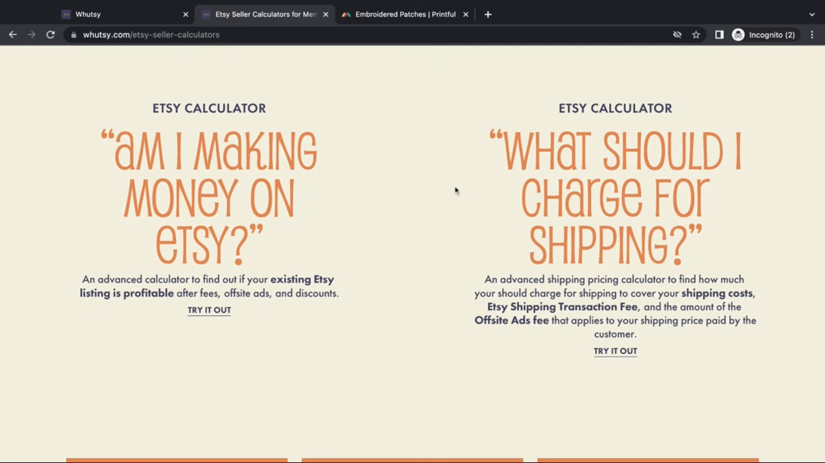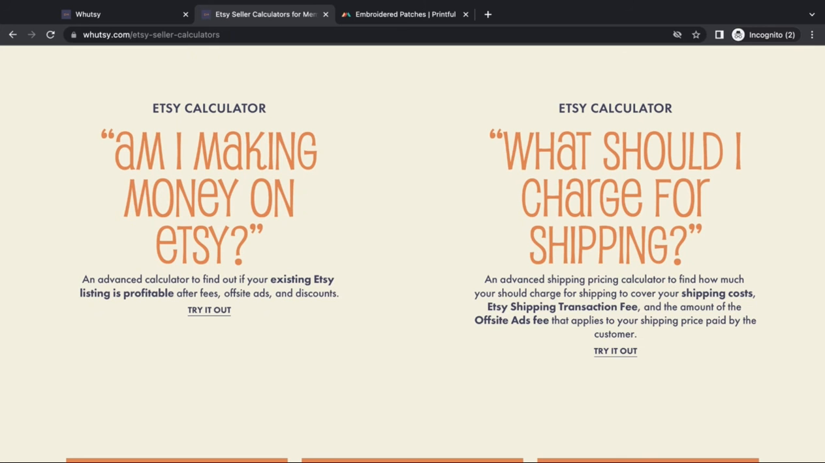And then I have the what should I charge for shipping calculator. Now, this doesn't calculate shipping costs, okay? You still have to do all that homework yourself, figuring out how much it actually does cost to ship a package to some place like Hawaii or whatever. But this will include all the fees, so you enter in your shipping costs. It includes all the fees that apply to that shipping charge if you charge for shipping. If free shipping is included in your listing, you don't have to use this calculator. But if you are charging for shipping, but you are not including those fees in your listing price, this is a great way to use this tool.